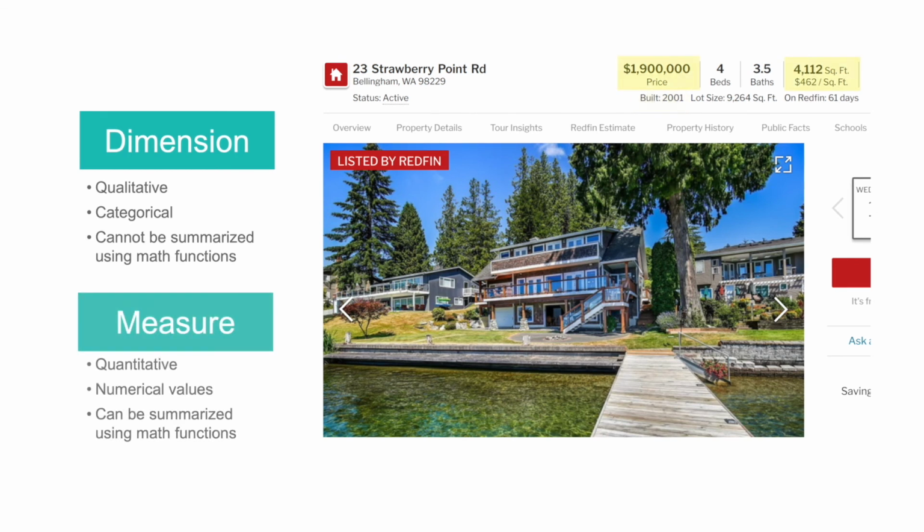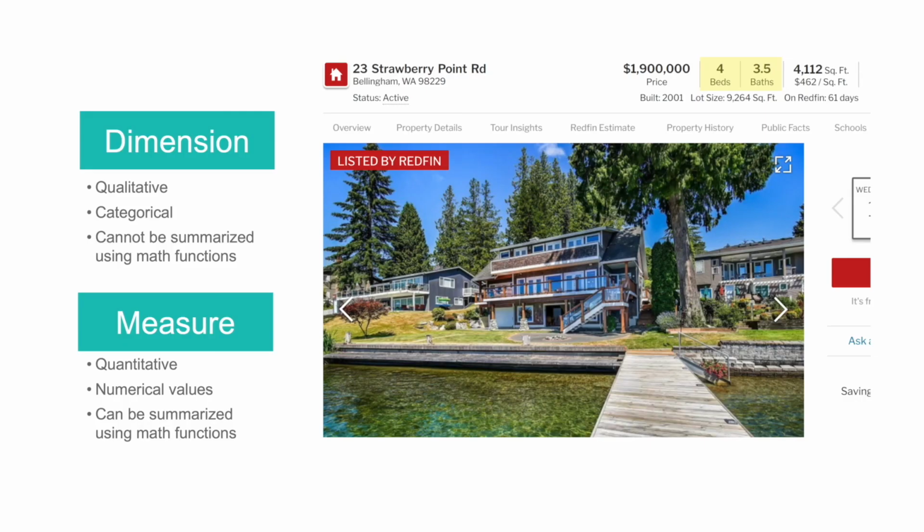Next is a measure. A measure is quantitative. Typically, it's a numeric value, and it can be summarized using math functions. In our home listing example, the price and the square footage are good examples of measures. We can sum these or take the average across multiple home listings to understand the real estate market area.